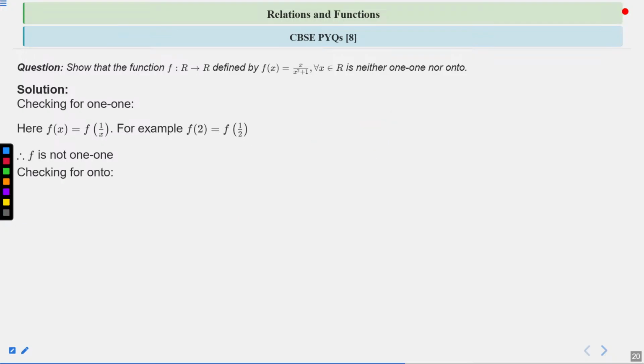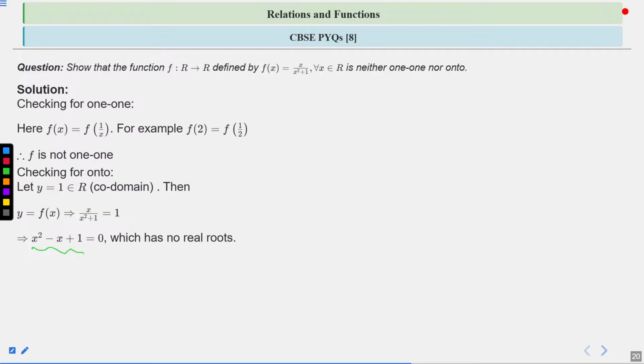Now checking for onto function. Let y equal to 1 belong to R in the codomain, right? Then y is equal to f(x) is equal to x upon x square plus 1 is equal to 1, right? x upon x square plus 1 is equal to 1. Therefore we can say that x square minus x plus 1 equal to 0, which has no real roots. So if you solve this quadratic equation, there is no real root. Clear?